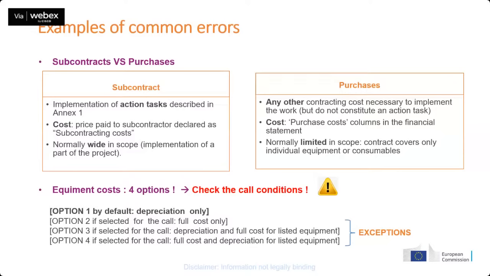For instance, if really the purpose of the action is to develop a prototype, then maybe in your call conditions you will find that full cost was allowed. So please check this before you charge a full amount or you buy an expensive equipment, because probably the default option is that you will only be able to charge depreciation costs.